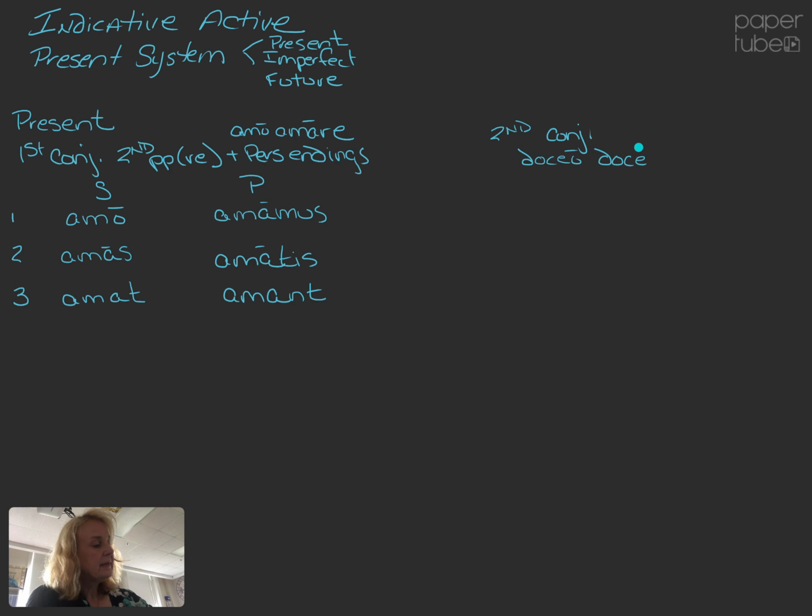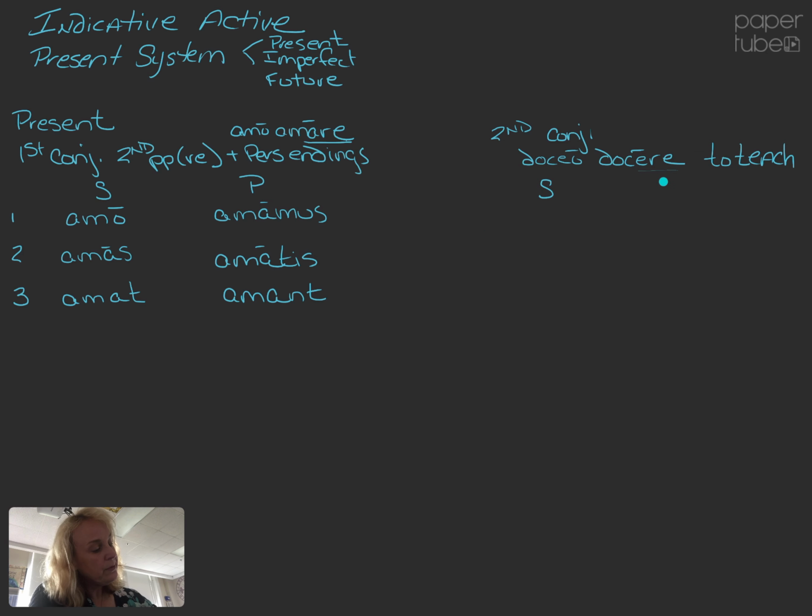docere. Now, you may remember that the first conjugation can be recognized by that long A-R-E, second principal part or infinitive. So when you look up a verb in the dictionary and you see a second principal part that's long A-R-E, you know that it follows the first conjugation rules. Here, doceo, docere, that long E-R-E tells us that it's second conjugation and will follow second conjugation rules.